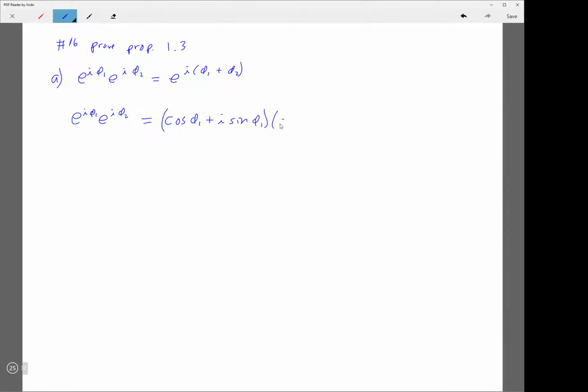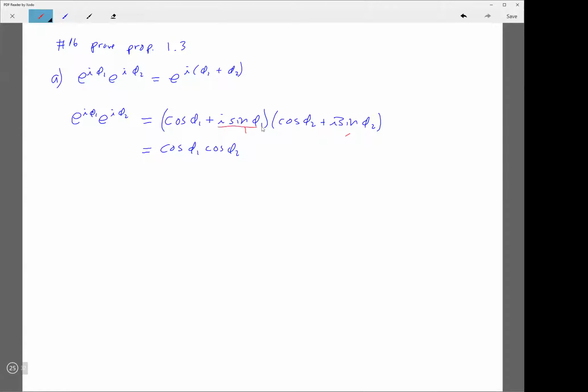And e to the i phi2 is just cosine phi2 plus i sine phi2. Okay, that's just the definition. So that's equal to that, that's equal to that. Okay, now we multiply this times this. So this is cosine phi1 cosine phi2. And so that's the first two. And then what I'm going to do is multiply the last two together.